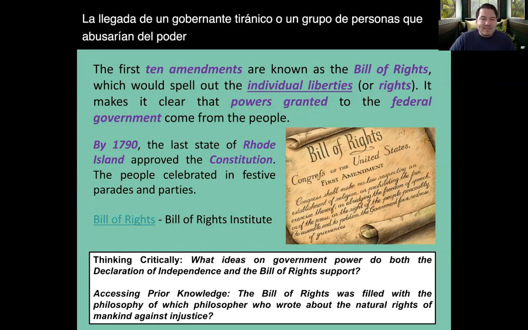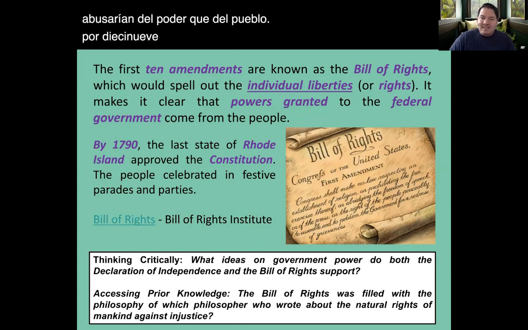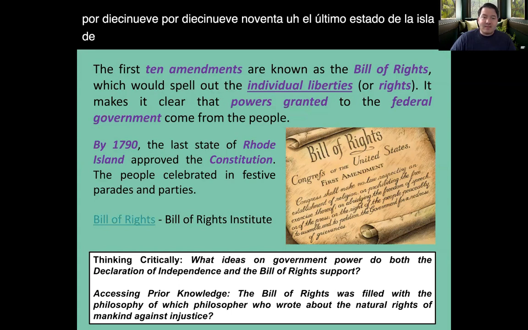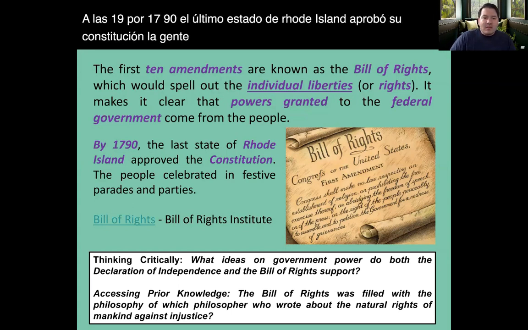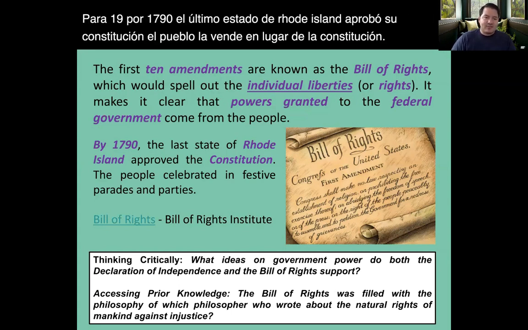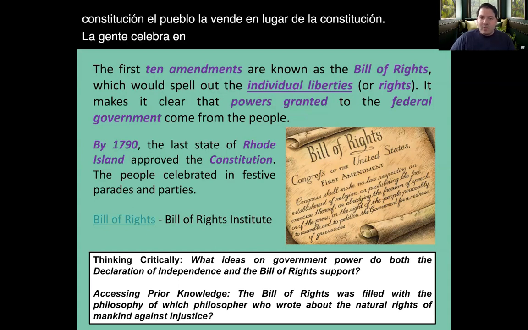By 1790, the last state, Rhode Island, approved the Constitution. The people celebrate in festive parades and parties all throughout the new United States. Now let's take a look at these Bill of Rights.